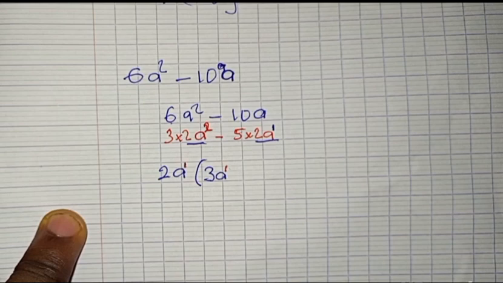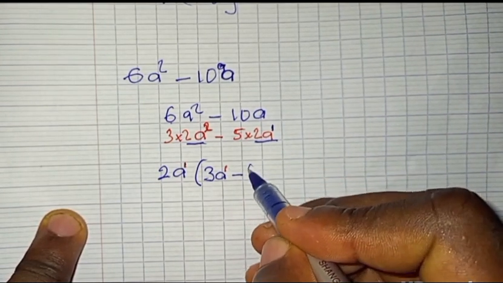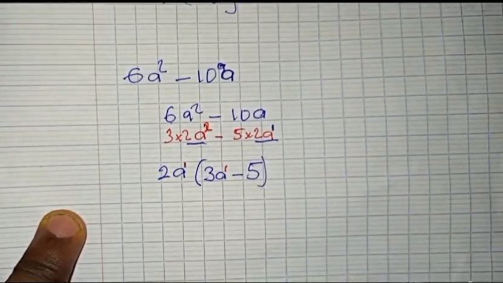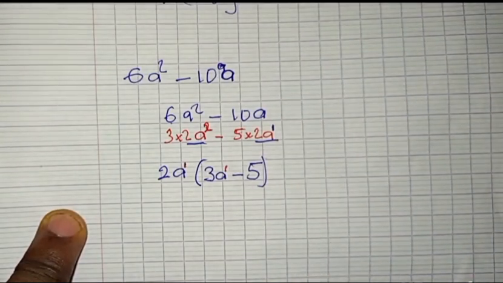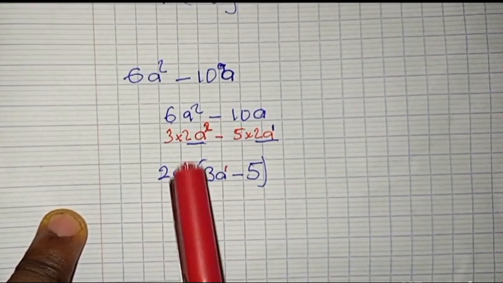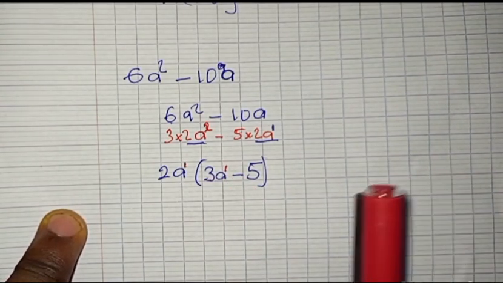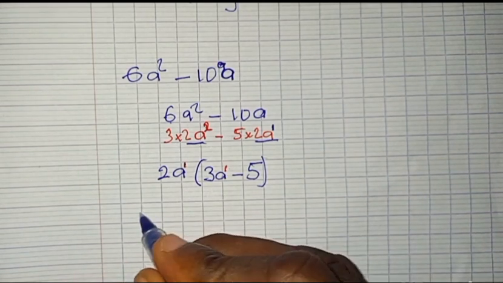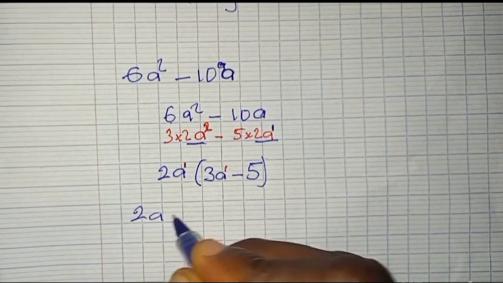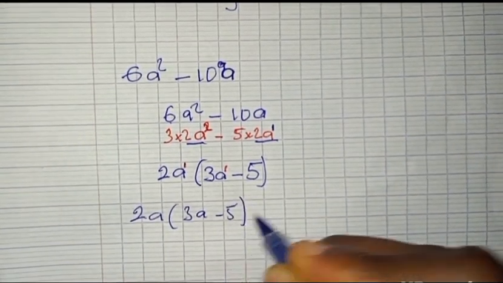So minus, I'm taking 2a, so I'm left with 5. So 6a squared minus 10a, when we factorize it, we get 2a into bracket 3a minus 5. That's the factorized form. In case we want to verify it, we can just write 2a into bracket 3a minus 5, and we expand it.